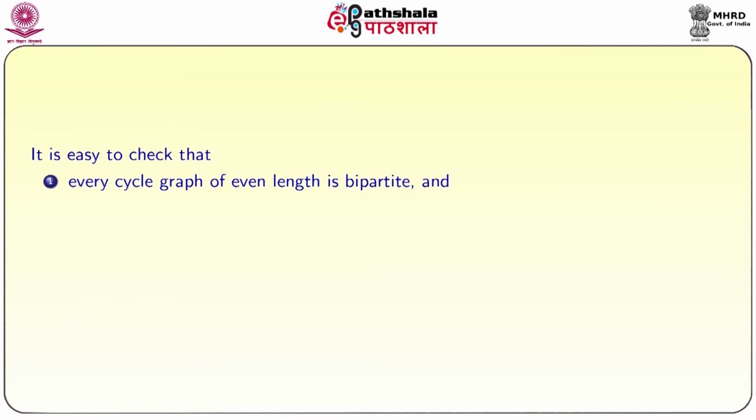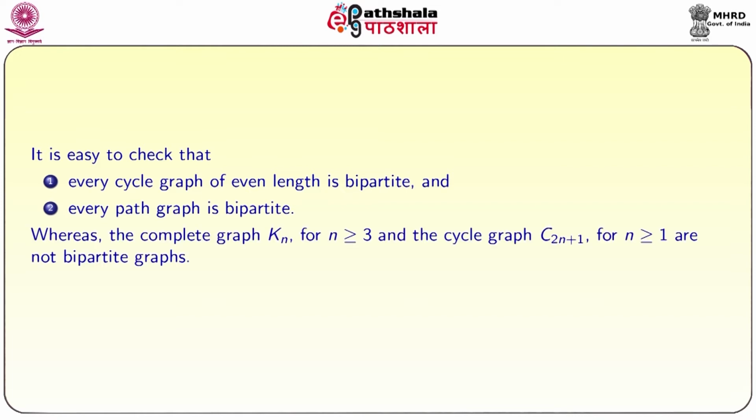So it is easy to check that every cycle graph of even length is bipartite. It is better to check this part yourself. And every path graph is bipartite, also easy to check. Whereas the complete graph Kn for n greater than or equal to 3 and the cycle graph C(2n plus 1) for n greater than or equal to 1 are not bipartite graphs. That is, cycle graphs with an odd number of vertices are not bipartite.